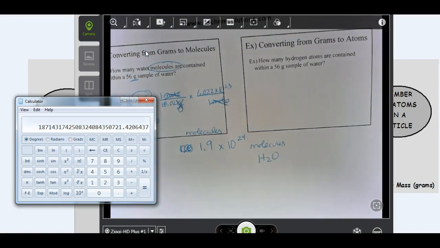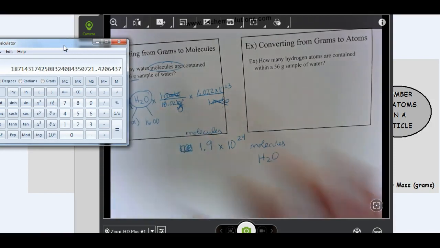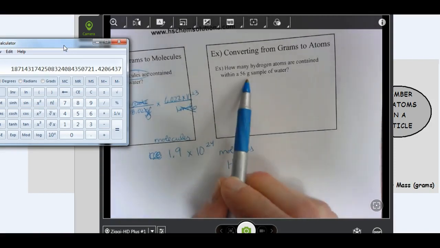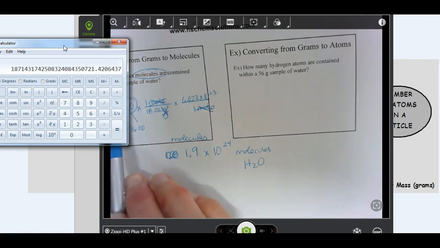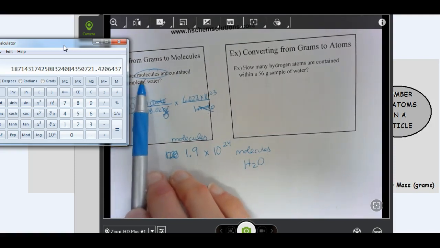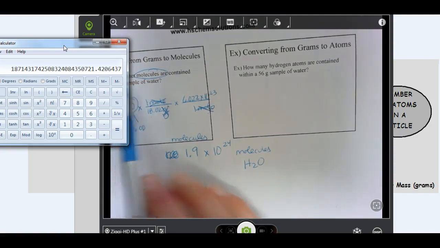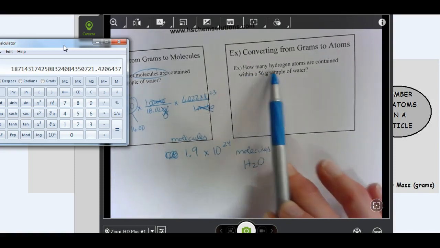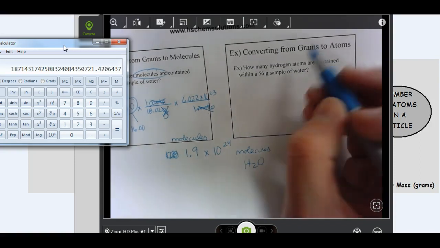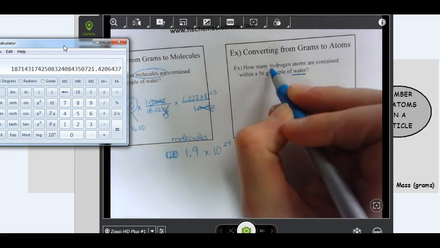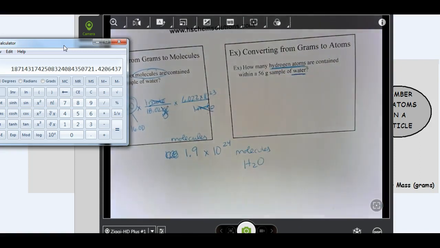Alright, one more and we're done with this lesson, and then you can do some practice problems. This question is a continuation from the previous question. So the previous question said how many water molecules are there in the sample, and this question says how many hydrogen atoms are there in the sample. So here we have water, and this is asking me about hydrogen atoms.